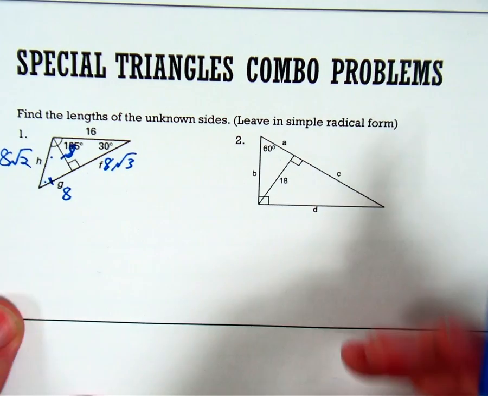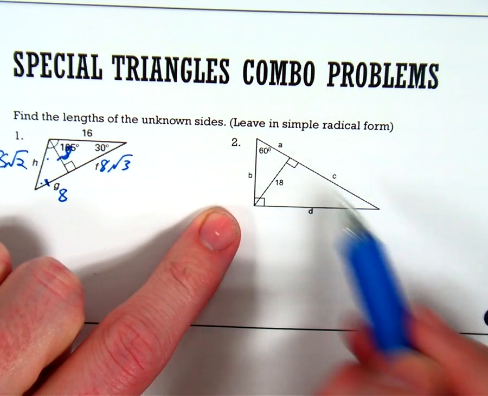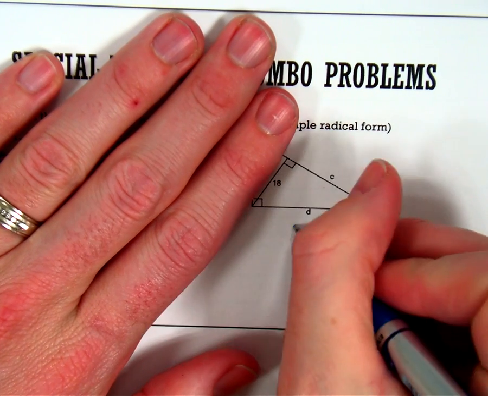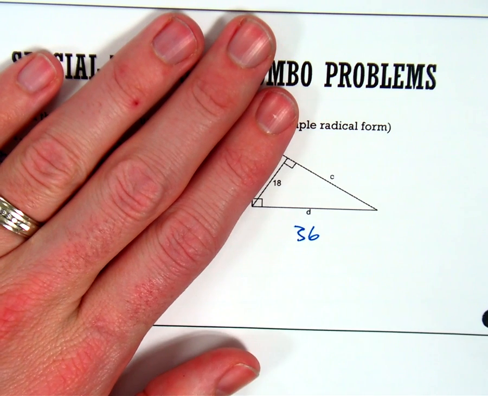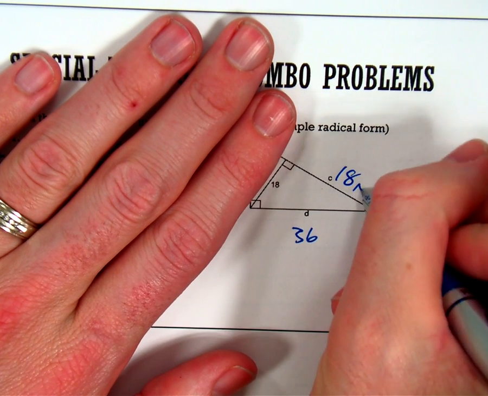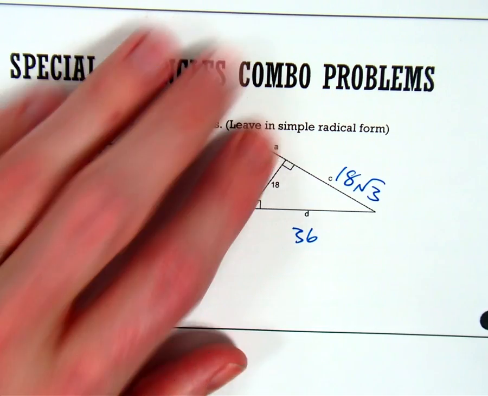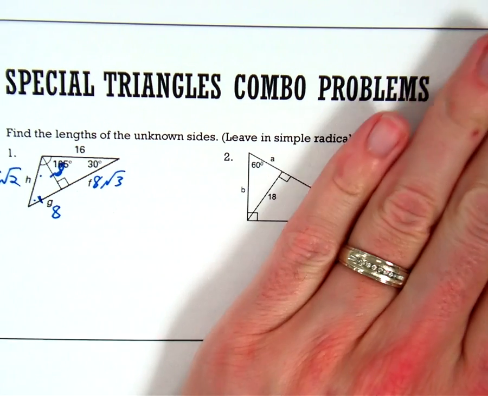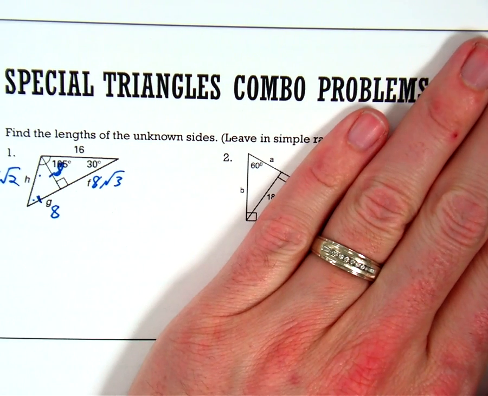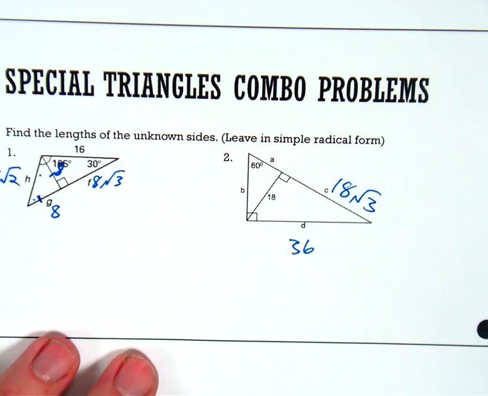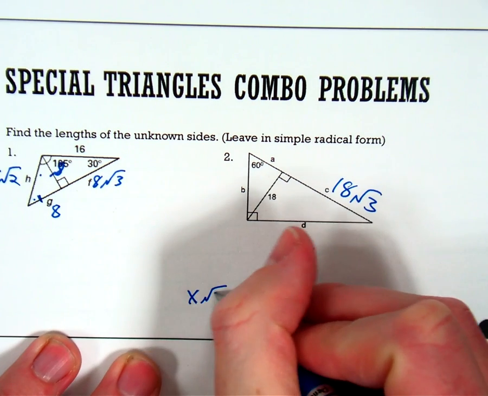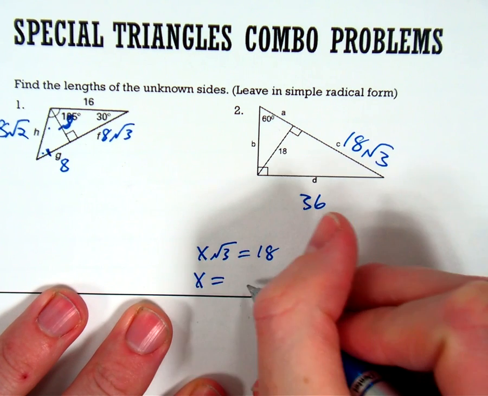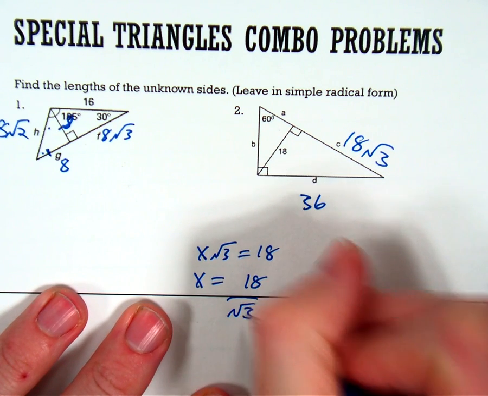Should we try this one? We can try this one, sure. These are both going to be 30, 60, 90s. So we had 18 for the short leg. That's going to double up to be 36 on the hypotenuse. And my long leg over here is 18 radical 3. Pretty easy. Now the tricky part over here is that on this little triangle, the 18 is on the radical 3 side. Yuck. So x radical 3 equals 18. X equals 18 divided by radical 3.